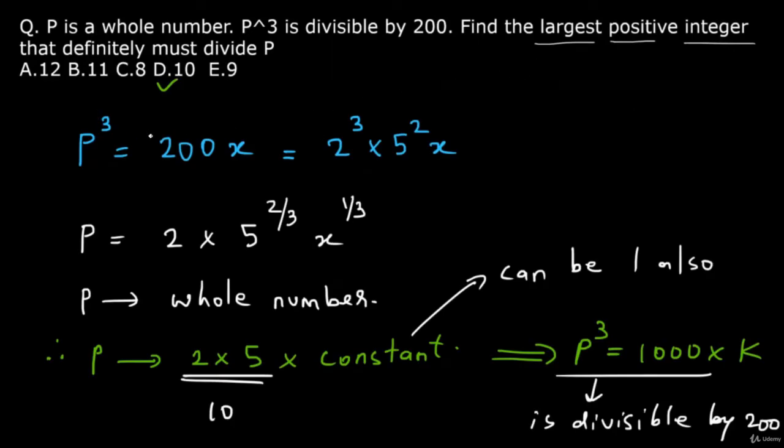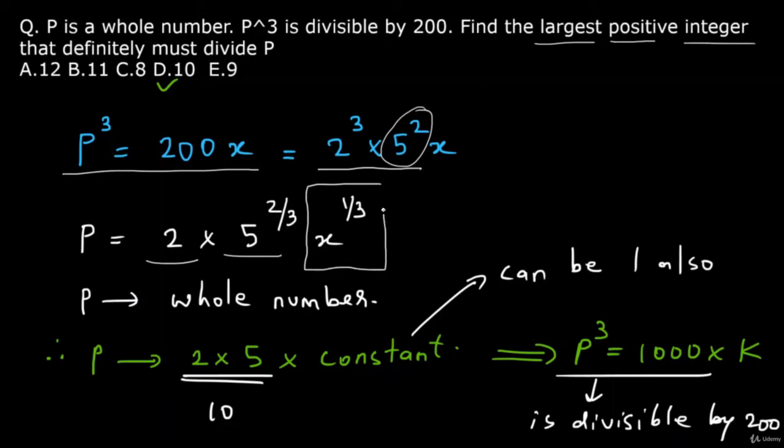P cube is given as 200x, right? Because it's mentioned that P cube is divisible by 200. So P cube has to be a multiple of 200. Now when you factorize 200, you will get 2 cube into 5 square. Alright, now if you take the cube root of this, P will be equal to 2 into 5 to the power 2 by 3, right? Because over here you have 5 square. So you have to divide the power by 3 to take the cube root. So you get 5 to the power 2 by 3 into some constant, right? X to the power 1 by 3. This can be treated as some constant.